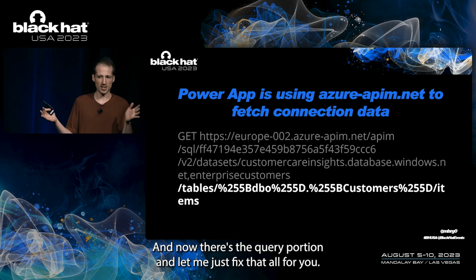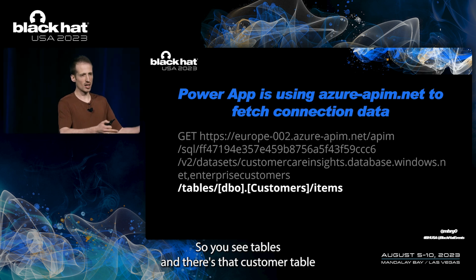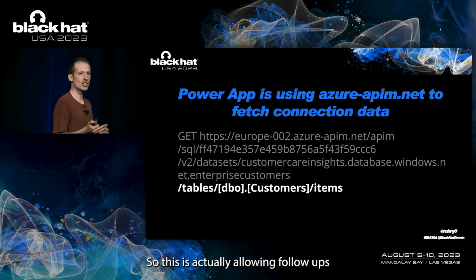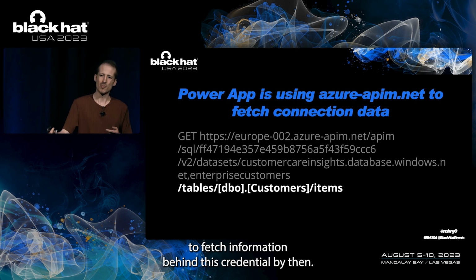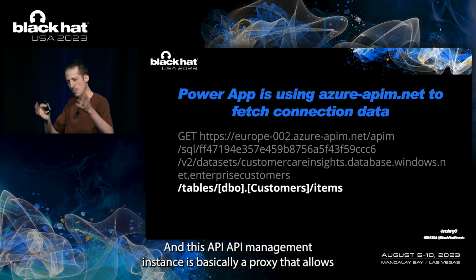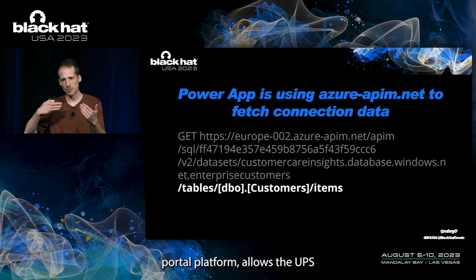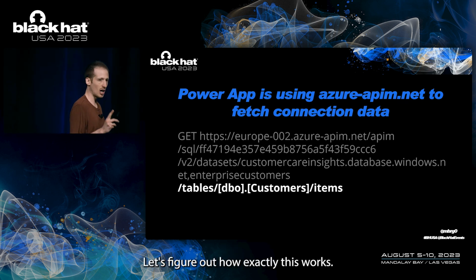And let me just fix that URL for you. So you see tables, and there's the customer table, and I'm iterating through items. So this is actually allowing PowerApps to fetch information behind this credential, all right? And this API management instance is basically a proxy that allows the Power Platform, allows PowerApps, to fetch information that sits behind those connections. Let's figure out how exactly this works.